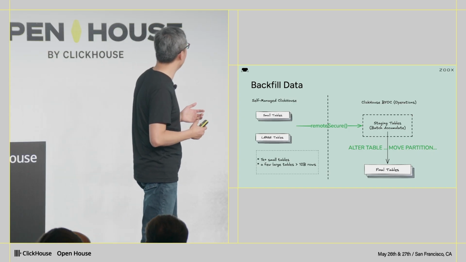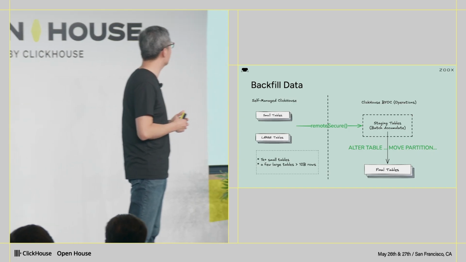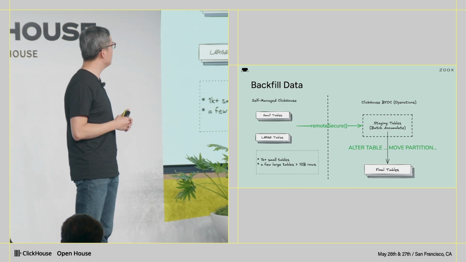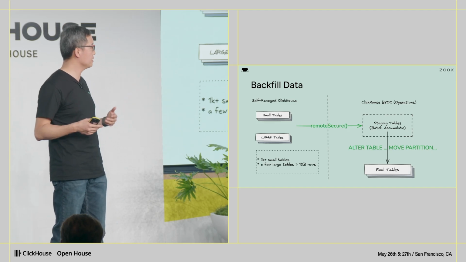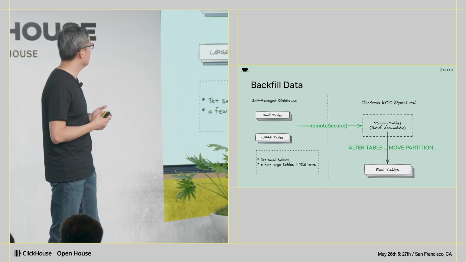As you can see here, on the left side we have the self-managed ClickHouse, and the right side is the BYOC. We also created another compute cluster called operations, just for the migration.